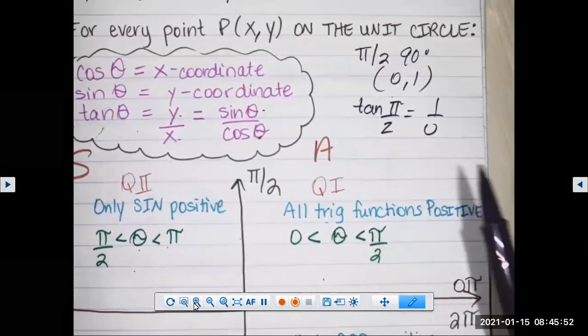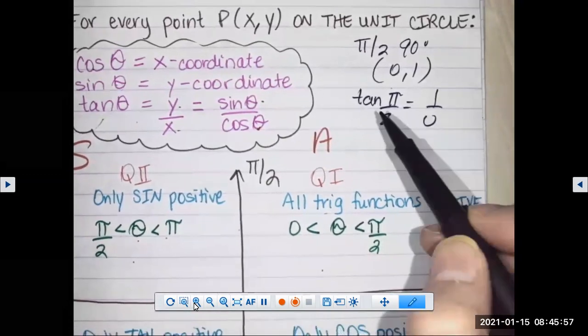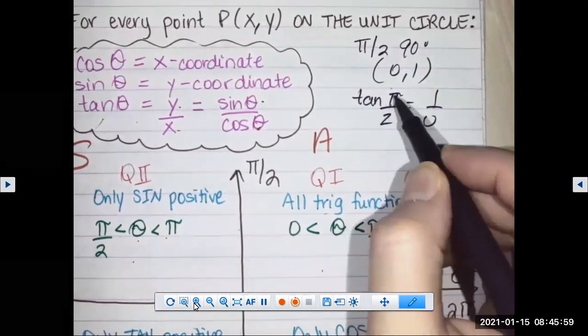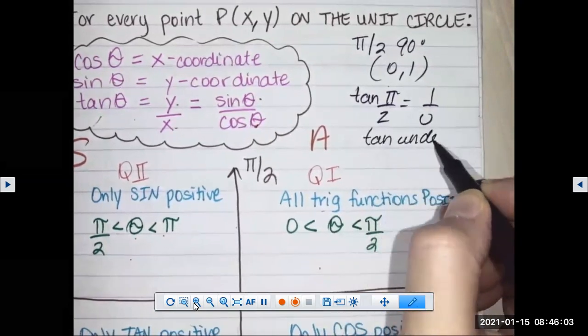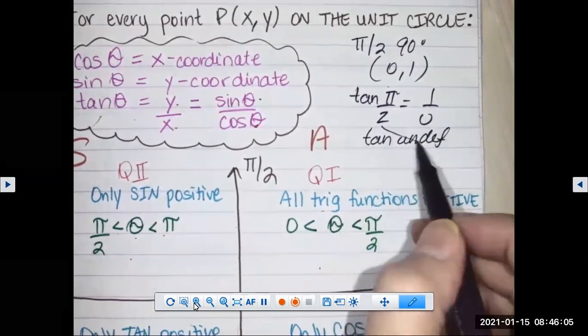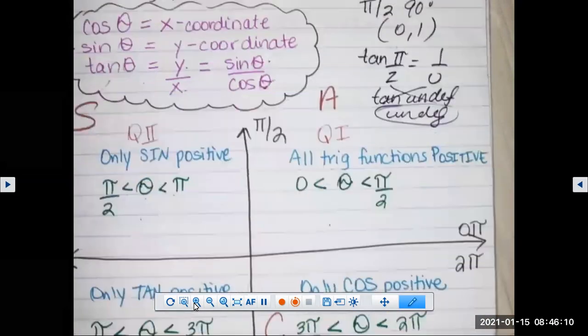Okay, another thing I want to point out here, I see this a lot every year. If you're telling me what the tangent of pi over 2 is, you're not going to say tangent undefined. People want to keep bringing down tangent. This is not it. You just tell me it's undefined. That's all you're going to do. Drop sine, cosine, tangent.